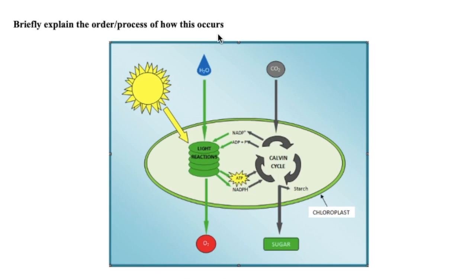For photosynthesis to occur, we have sunlight that is brought in to the thylakoid of the chloroplast, along with water, and they undergo the light-dependent reactions where ATP and NADH are produced, which are then used in the Calvin cycle, and then we have oxygen as a product of that.